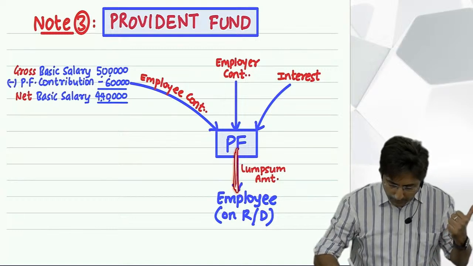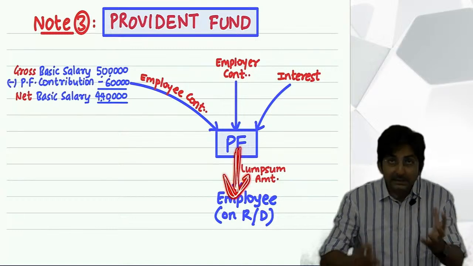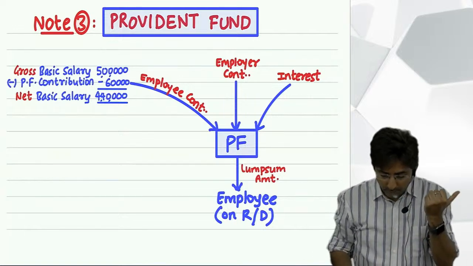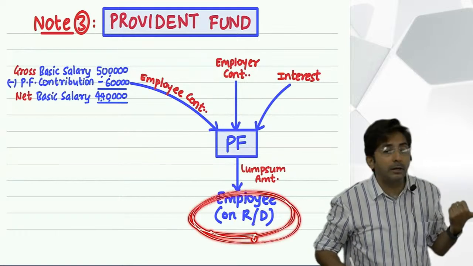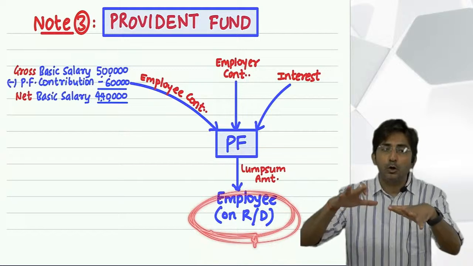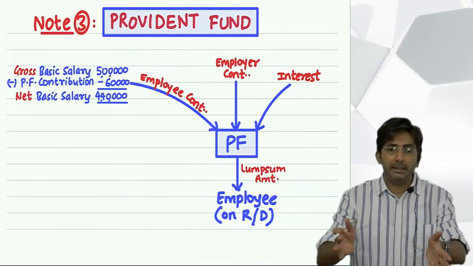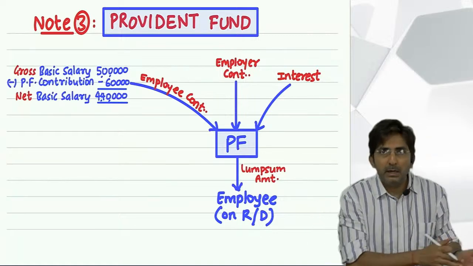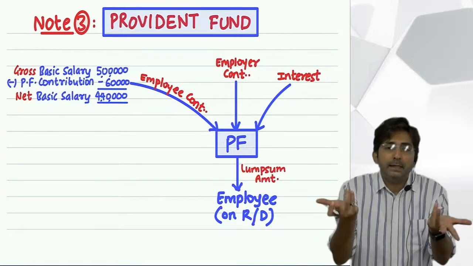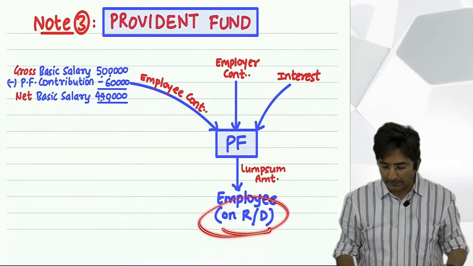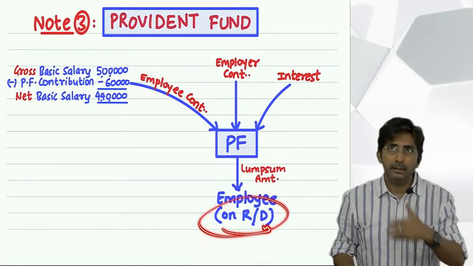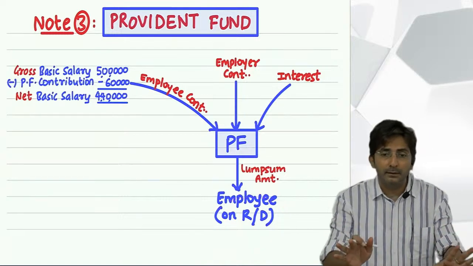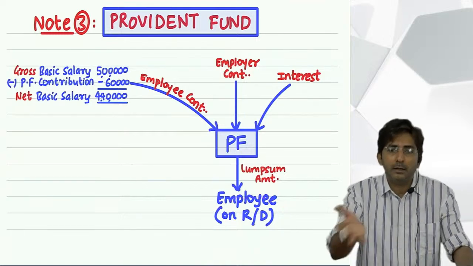Tell me, what does this arrow mean? This arrow means the employee will receive. But when will he receive? On retirement or death. Actually he gets it on retirement. But if before retirement he dies, then on death it will be given to his family members. But if he doesn't die, then whenever he retires, he will get it. So you can say on retirement or death, whichever comes first. So if death comes first, he, meaning his family, will get it on death. If he doesn't die, then on retirement he will get it.